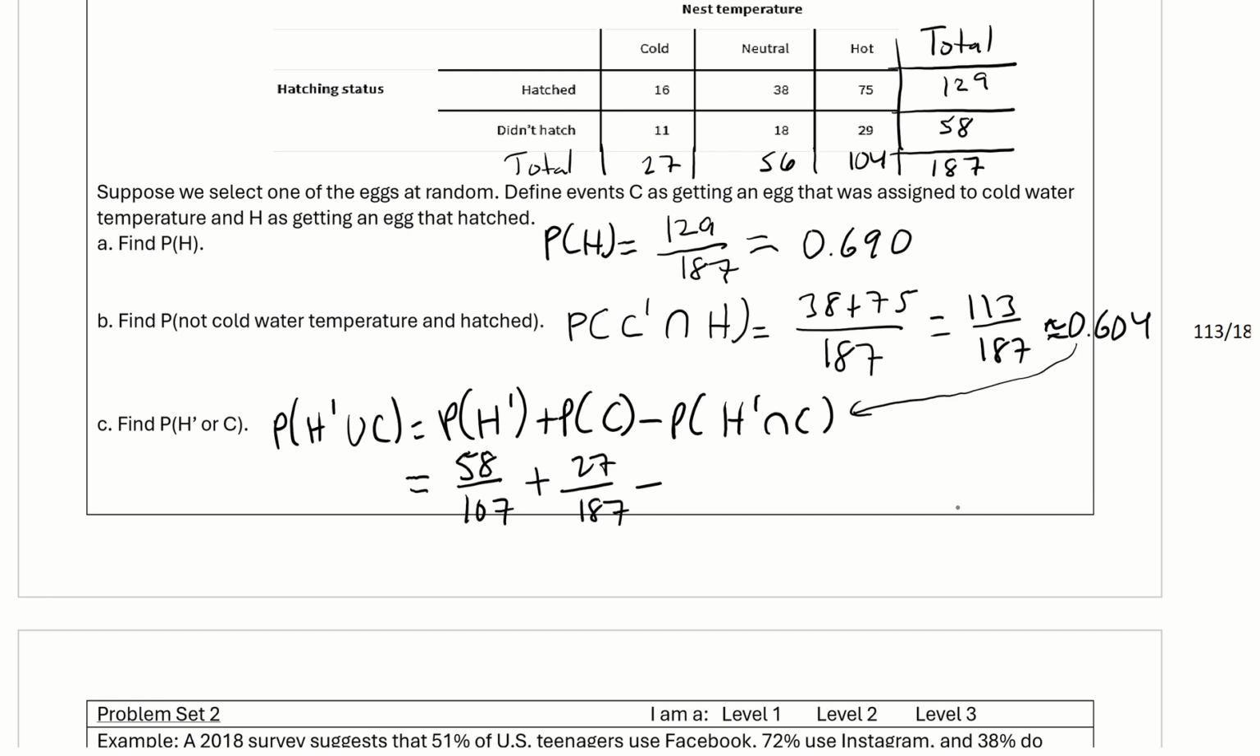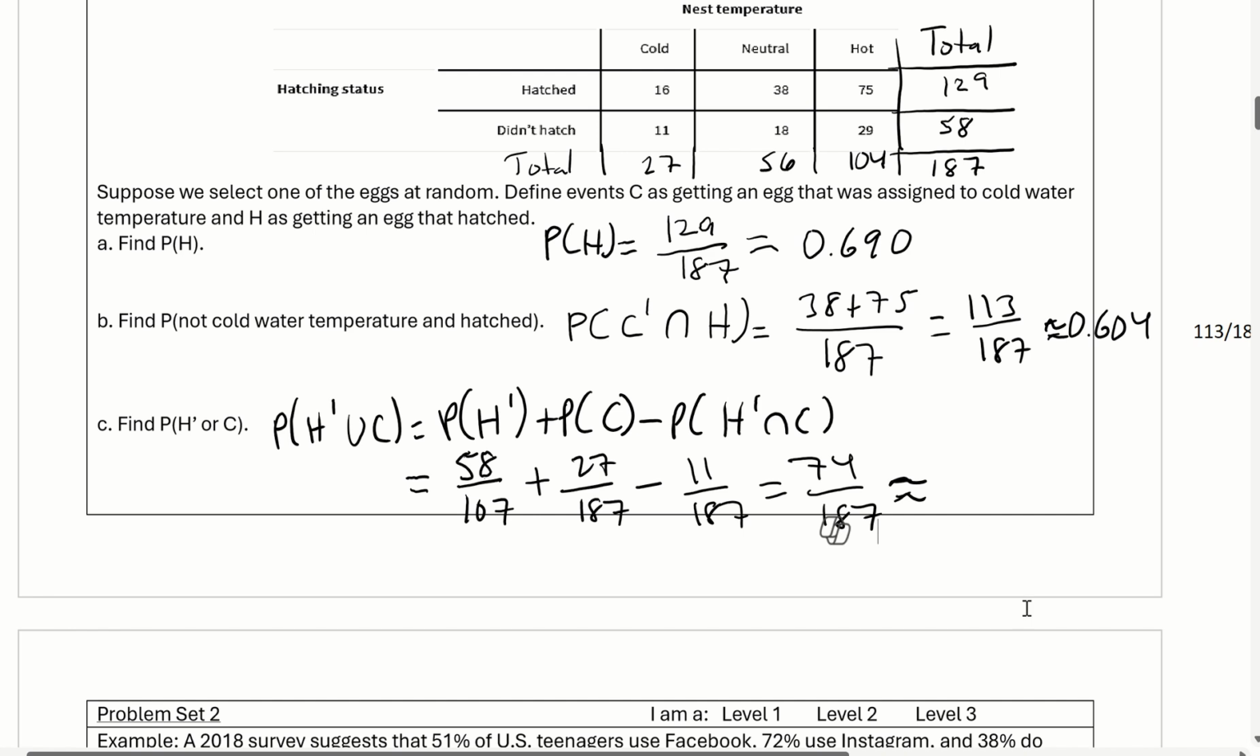Minus what we just got from... oh no, we actually didn't, this is not the same thing, sorry. I got the wrong idea there. So non-hatched and cold. So they're cold and non-hatched. So that's 11 out of 187. All right, so we got 58 minus 11 is 47. 47 plus 27 is 74. Okay, let's figure out what that is. 0.396.